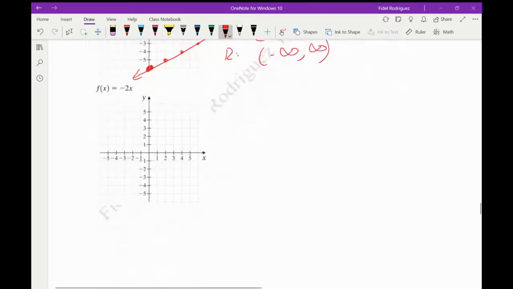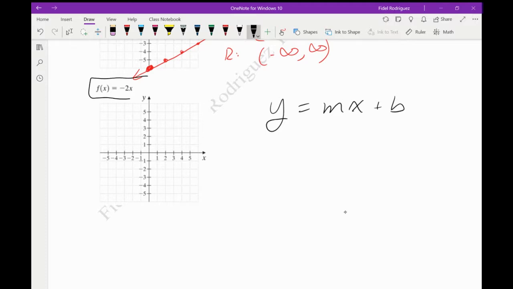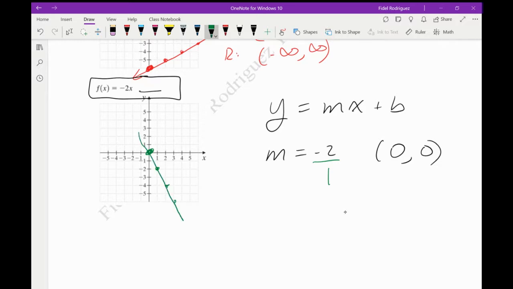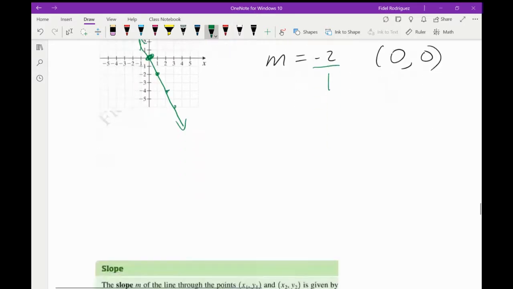All right, so let's try the next one. It's the same type of problem, right? So one more time, if I come back to y equals mx plus b, and I look at my function that I have here, I know that my m is negative 2, and if there's nothing there, my b is going to be 0, right? So I'm going to start right here, and I can think of this, guys, as negative 2 over 1. So remember what that means. I'm going to go down 2 and over 1, down 2 and over 1, down 2 and over 1, and here's my graph, right?